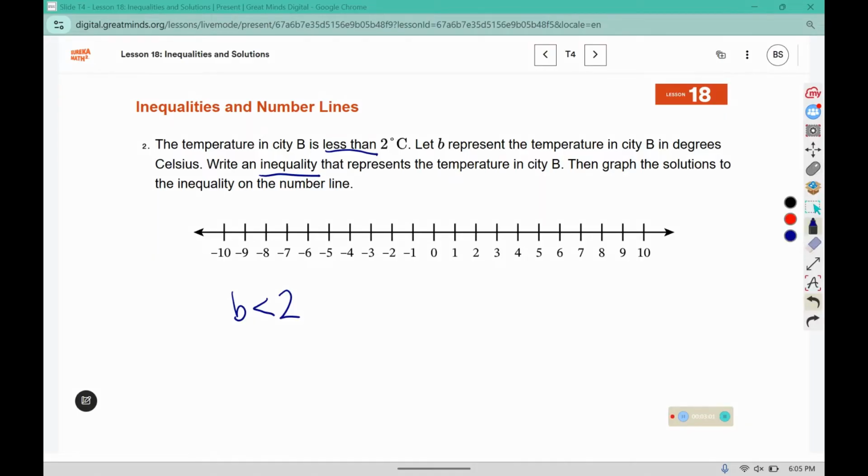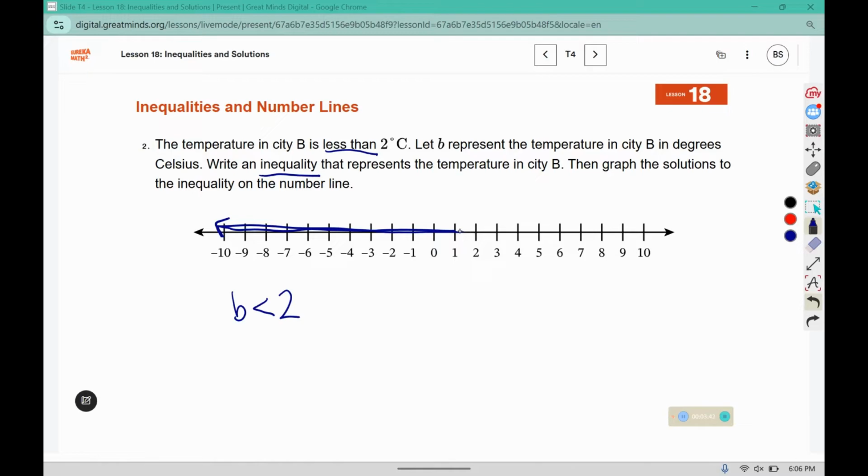So we could put our dot here, or here, or here, or here, all the way along this number line, because all of these represent values that are less than 2. So we can fill in this whole section with a bunch of dots. But the way that we're going to represent inequalities on a number line is using an arrow. So we're going to demonstrate that all of these values, the values that are less than 2, could be possible temperatures for City B.